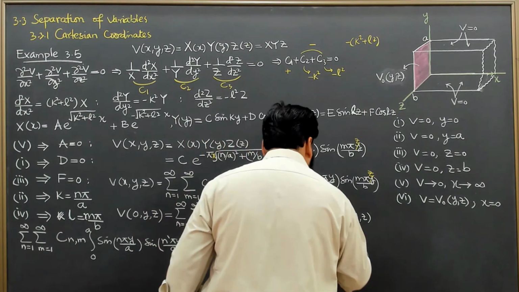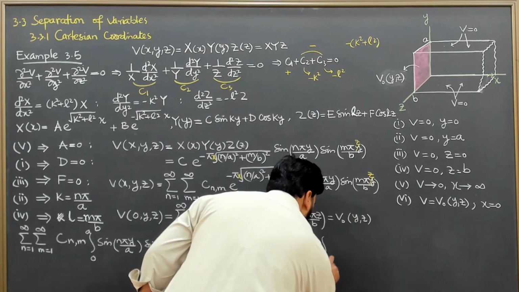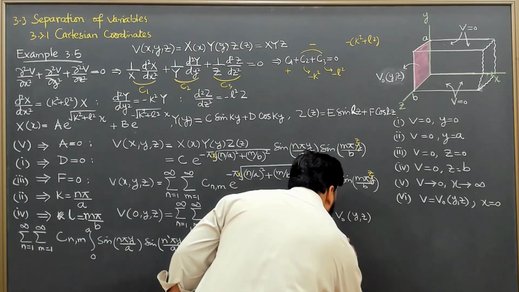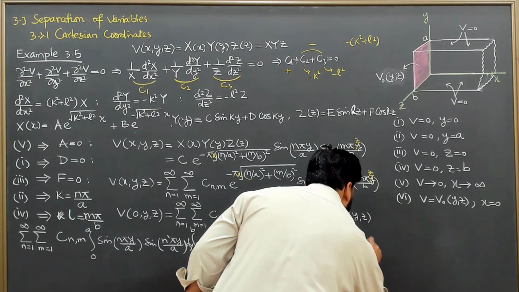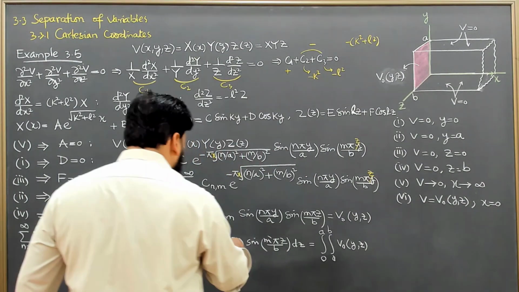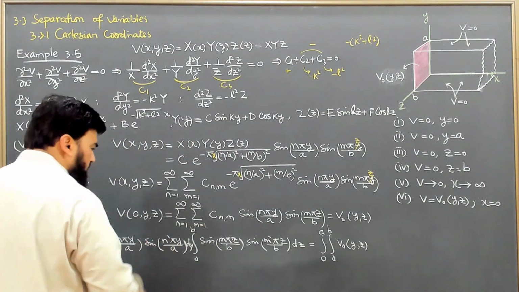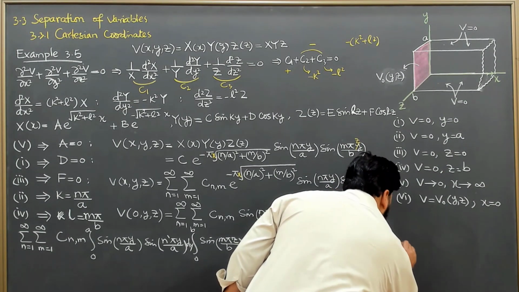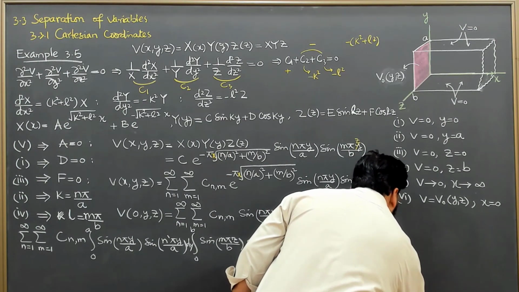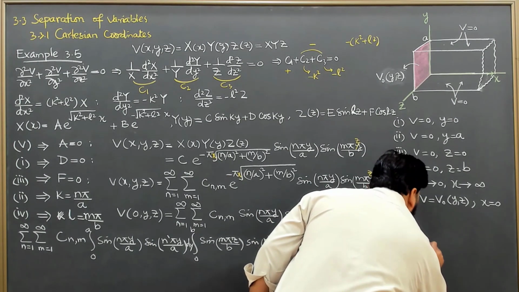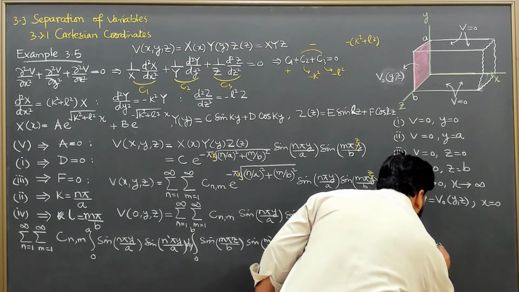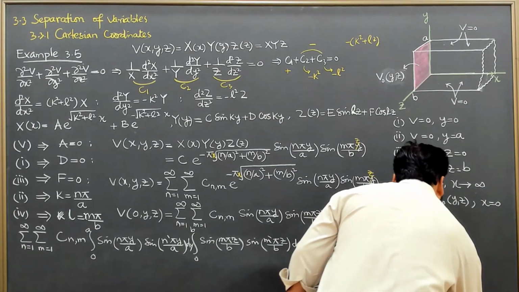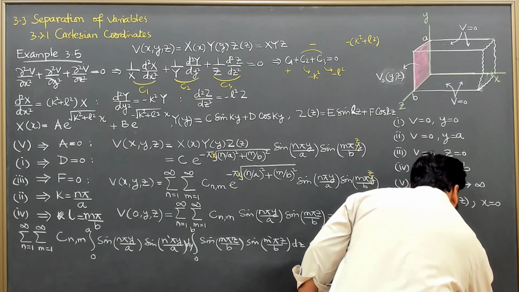So the right hand side, it will be the integration from 0 to a and the integration from 0 to b of V naught yz, and this thing now we will multiply with the sine n prime pi y over a, because we have multiplied it with this sine n prime pi y over a and sine m prime pi z over b, and this is dy and dz here.